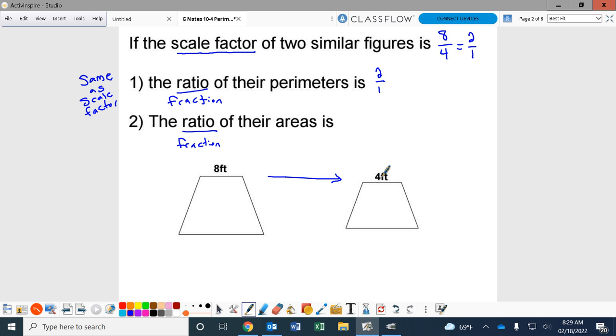Yes, ma'am? I was going to say, can you write that as like 2 to 1? No, because we're going to use it in proportions. That's a very good question. We're going to have to set it up as a fraction equal to a fraction and cross multiply, so we want to keep it as a fraction. Okay. Very good question though.